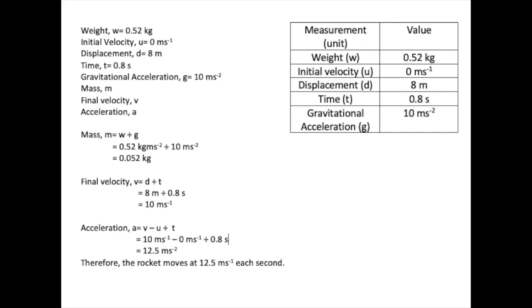Next, we have the acceleration A. We need to use the formula A equals V minus U divided by T. So we insert the data that we got from the table. 10 meter per second, the V, minus 0 meter per second, U, and divided by T, which is 0.8 second, and we will get 12.5 meter per second per second. Therefore the rocket moves at 12.5 meters per second each second.